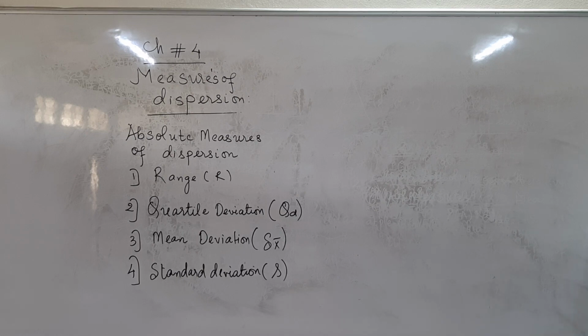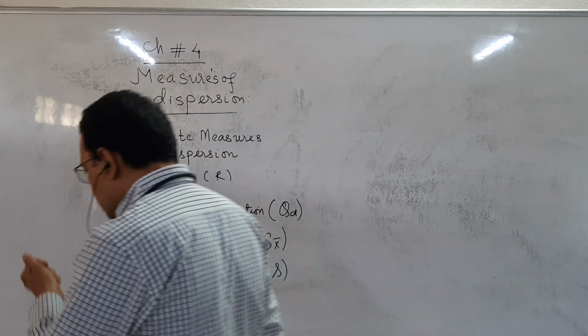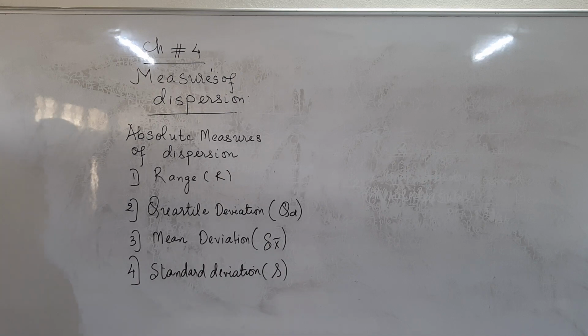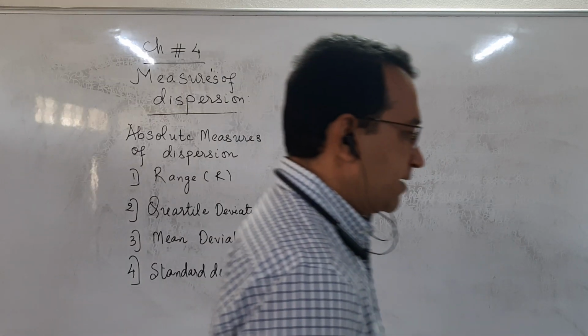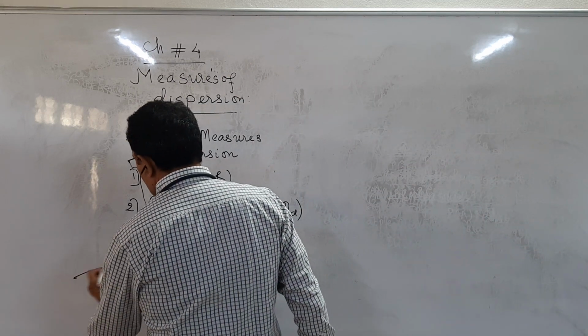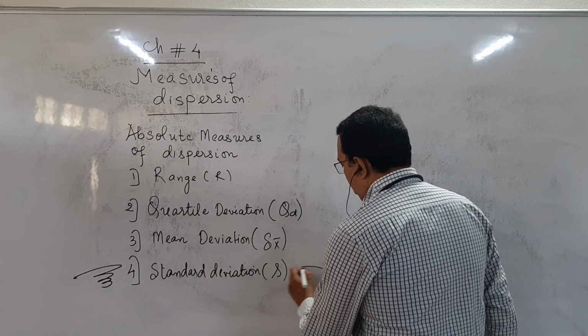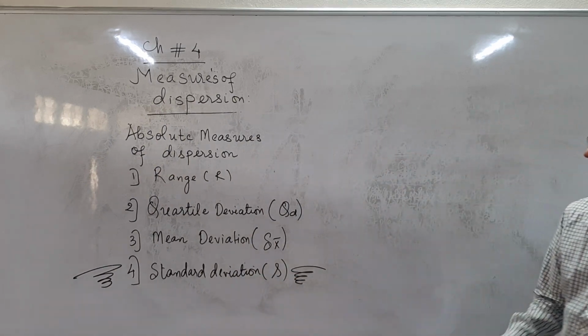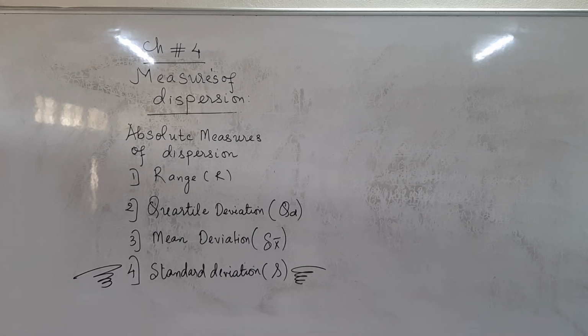So students, these are the four basic absolute measures of dispersion. First is range, denoted by capital R. Second is quartile deviation, denoted by QD. Third is mean or average deviation, denoted as delta x bar. And fourth is standard deviation. And for your knowledge, the most important measure of dispersion is standard deviation. And again, this is affiliated to our one and only one, the most famous and fantastic personality in statistics, and that personality all of you know is definitely our Mr. Carl Pearson.